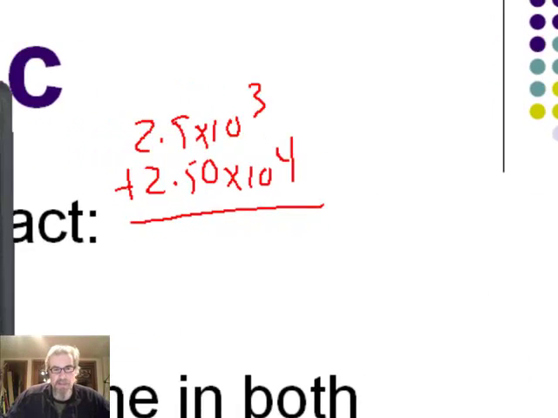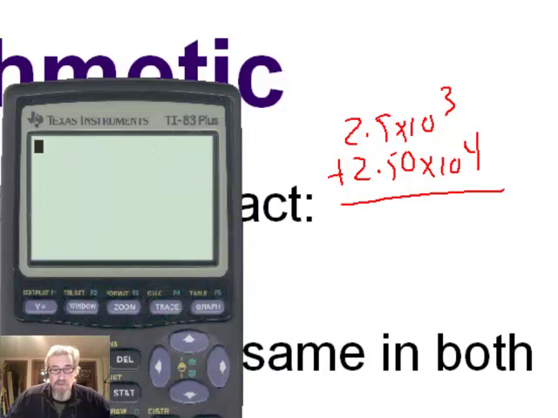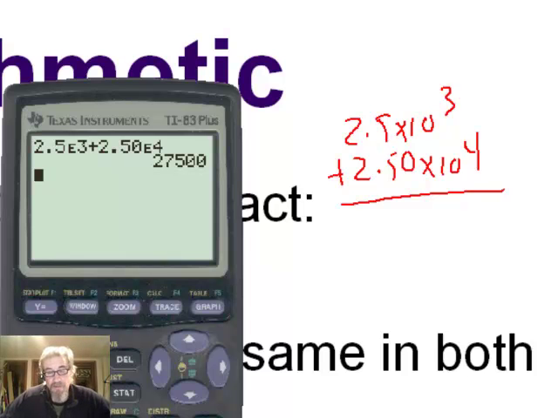Remember, I'm using the EE button as my way of expressing scientific notation. So I'll key in my first mantissa, 2.5, and then second function comma puts that EE in there. It's times 10 to the third, so I put that in as my exponent. Now I'm going to add to it 2.50, second function comma is times 10 to the, and then 4. And it automatically does my conversion for me, and it gives me 27,000. Now, I still have the problem of not knowing exactly where to round this answer to. Your calculator can't do that for you.